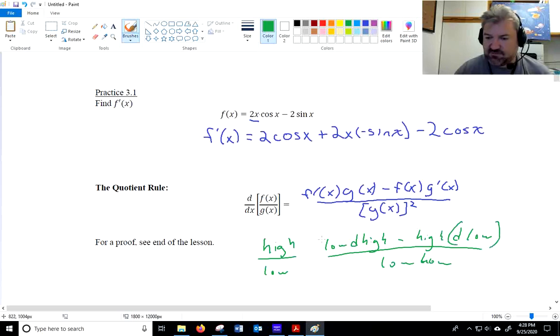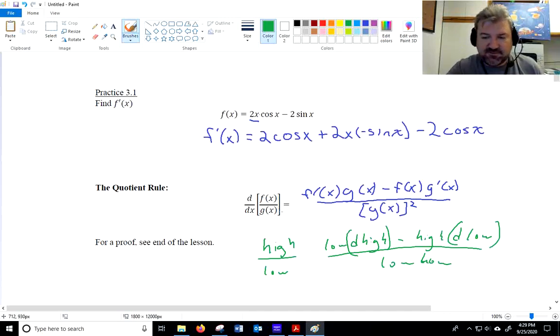And so the way you remember that is that it's saying the low times the derivative of the high minus the high times the derivative of the low all over low low, which is not exactly the order I wrote it in. I put d high times low, but that's just the way the rhyme goes. Low d high minus high d low all over low low.